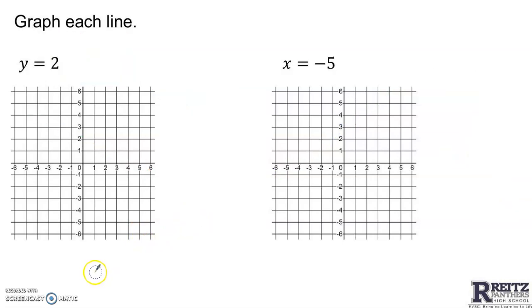Okay, last 2 practice problems. Try to graph these 2 lines, and hit play when you think you've got it. This line y equals 2 is a horizontal line. It's the horizontal line that goes through the point y equals 2 on the y-axis. It's the line where every y value is 2. So it looks like this.